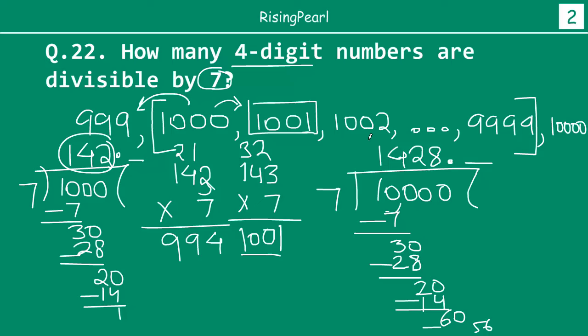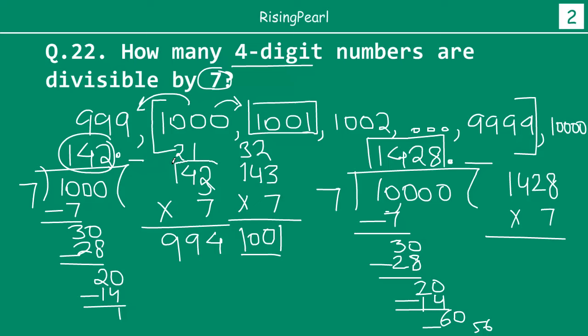But if I am trying to find the immediate number smaller than 10,000 which is divisible by 7, that number will be 1428 times 7, right? Just the same way, in this case, when I divided 1000 by 7, my quotient was 142 point something, and because I am trying to find the immediate larger number which is divisible by 7, I basically added 1 to 142, right?